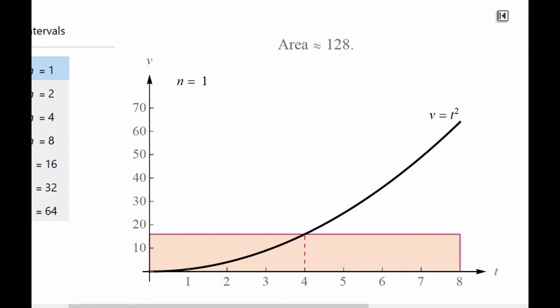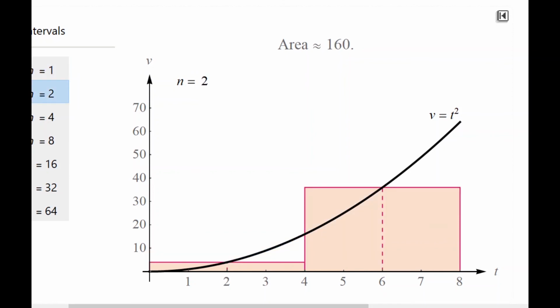That's what's going on here. So we could evaluate the velocity at t equals 4 and multiply it by the entire change in time, 8 seconds. 8 seconds times the velocity at t equals 4, which is 16. 8 times 16. What is that? That's going to be the area of the pinkish rectangle that you see there. But that's not a good approximation for the area under that curve. So let's break it up into two.